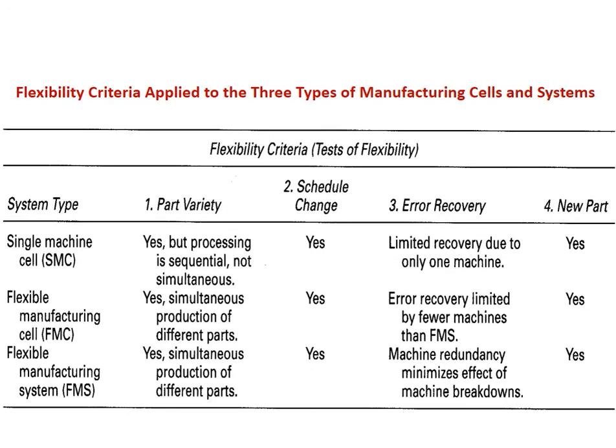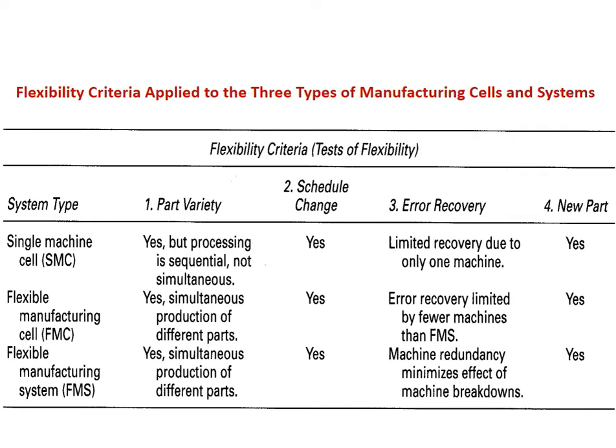As you can see, this is the flexibility criteria applied to 3 types of manufacturing cells and systems over here. One is the single machine cell. This is self-explanatory. The only thing here is that simultaneous operation will not happen in a single machine because it is having only one. Whereas in the other two, which are the flexible manufacturing cell and FMS, both can have simultaneous production of different parts. Whereas in a single cell it won't happen.